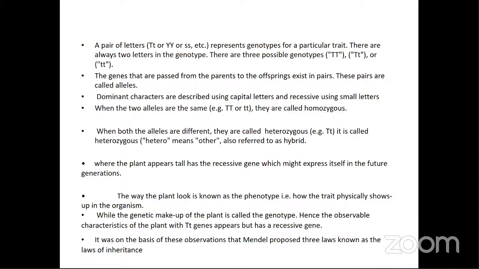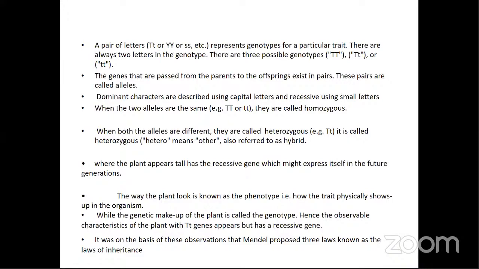So he used letters to represent them so as to be able to explain the genotypes for a particular trait. There are always 2 letters in the genotype. There are 3 possible genotypes: TT for complete tallness, Tt for heterozygous, and tt for recessive, like I explained. The genes that are passed from the parent to the offspring exist in pairs. These pairs are called alleles. So Tt is an allele, is a pair. Dominant characters are described using capital letters and recessive using small letters.